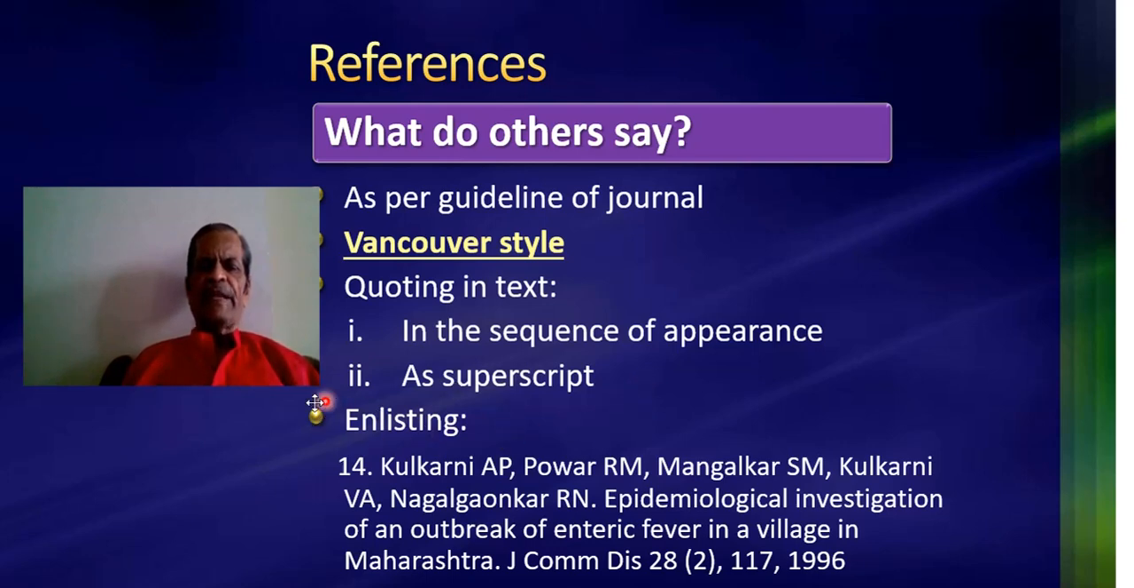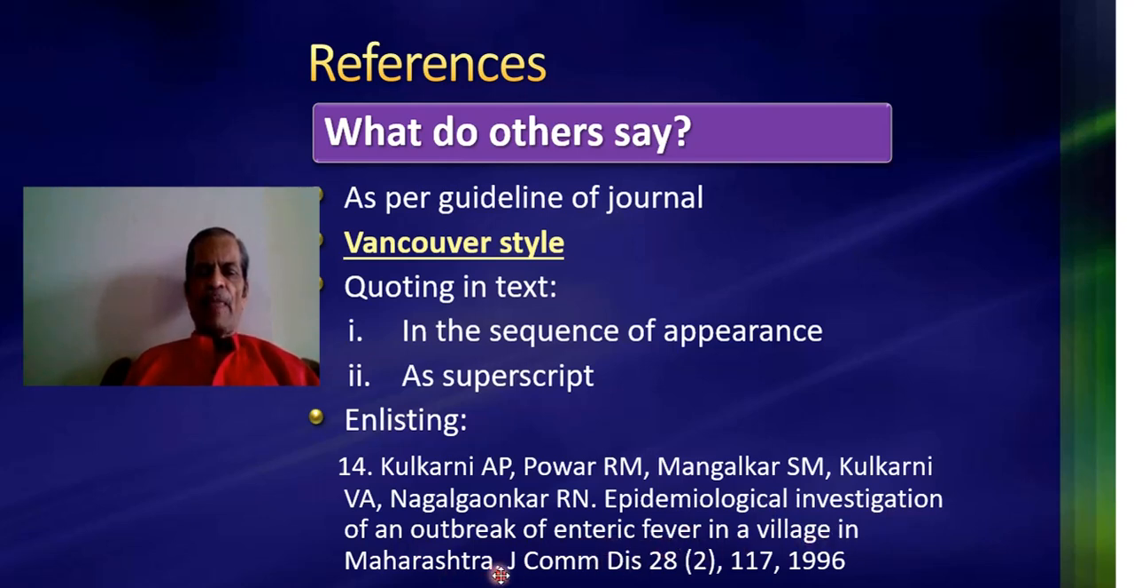Next thing in the references is the enlisting of the references, and in the Vancouver style, the serial number comes over here. Then comes the names of the authors. In the names of the authors, the surname comes first, and then the first and the middle name, and there is no full stop between the first letter of the first name and the first letter of the middle name. No full stop. Then comes the comma. So like this, the authors' names are mentioned. Then comes the title of the paper mentioned in the references: Epidemiological Investigation of an Outbreak of Enteric Fever in a Village in Maharashtra.